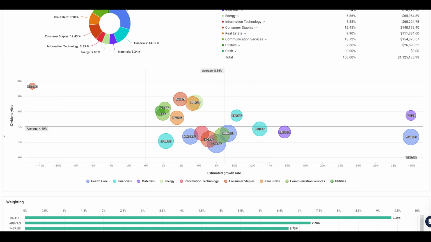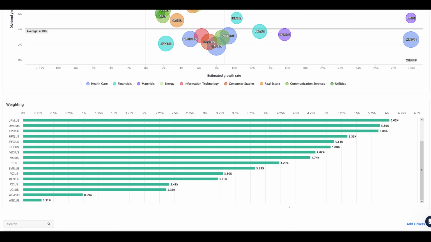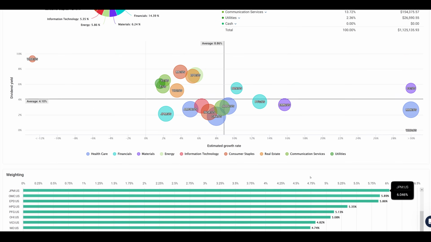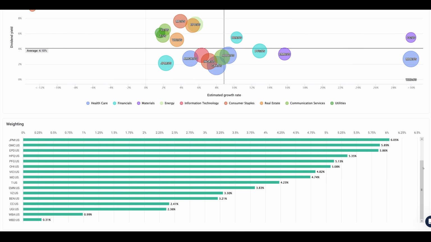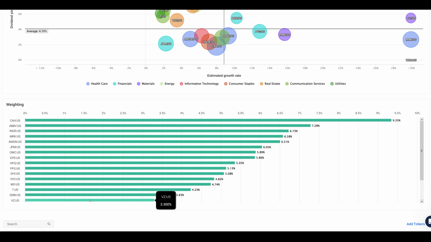This bubble graph shows the ones with the highest dividend yields, and then the ones with the highest estimated growth rate. But then this is a weighting here, and you can look at these stocks. Remember, they were equally weighted when it was built, but now I want you to notice that the weightings have changed dramatically, because bottom line is the stocks that performed the best, Cardinal Health was the best performer, now become the highest weighted. And the ones that underperformed and didn't perform very well are now the lower weighted.